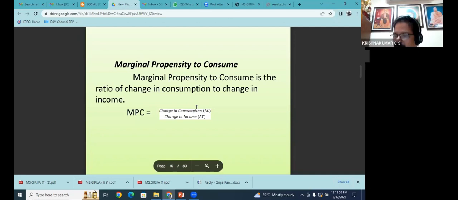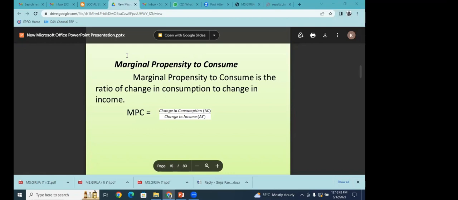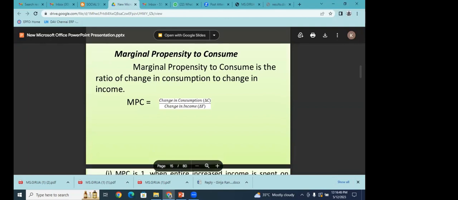Then they will understand clearly what is APC and what is MPC. It is very important for them to understand. Usually some children get confused. One is the ratio between consumption and the income. So I think it is clear. You can give an individual's example and make them understand the difference between average propensity to consume and marginal propensity to consume. Okay? Is that clear?